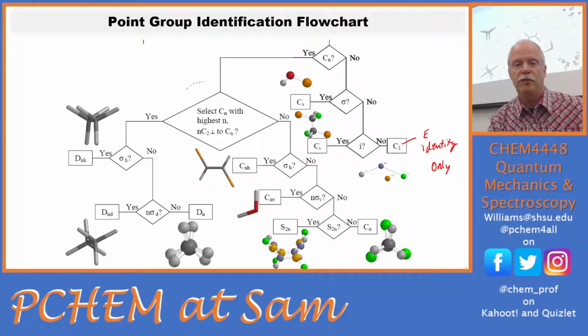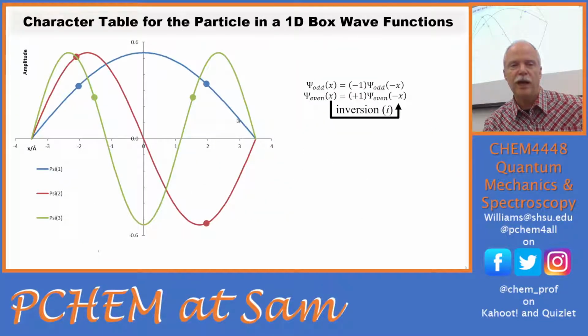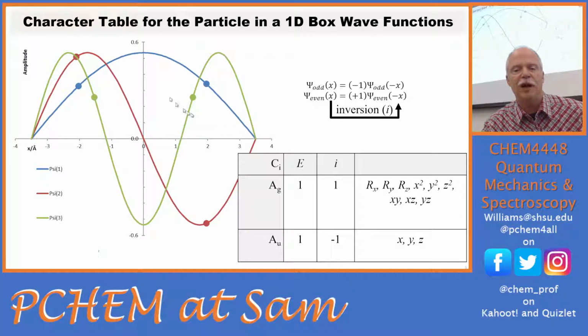Okay. So let's go through the flow chart on SymOtter, and we'll look at all of these different types of molecules. Now, before we do that, though, let's look again to see the usefulness of this. We did the even and odd description of our particle in a one-dimensional box wave function. Can we assign a point group to our one-dimensional box?